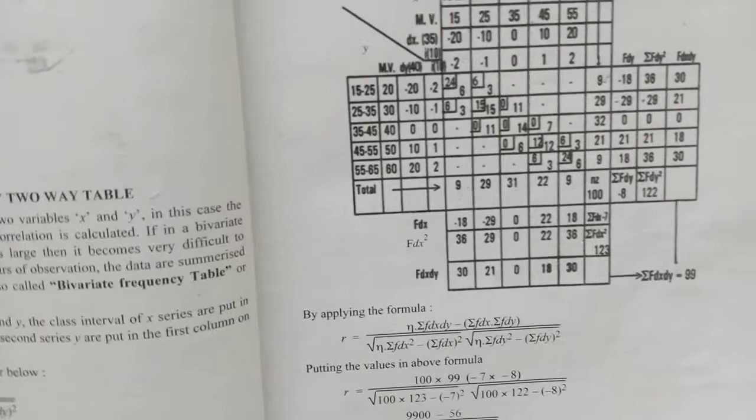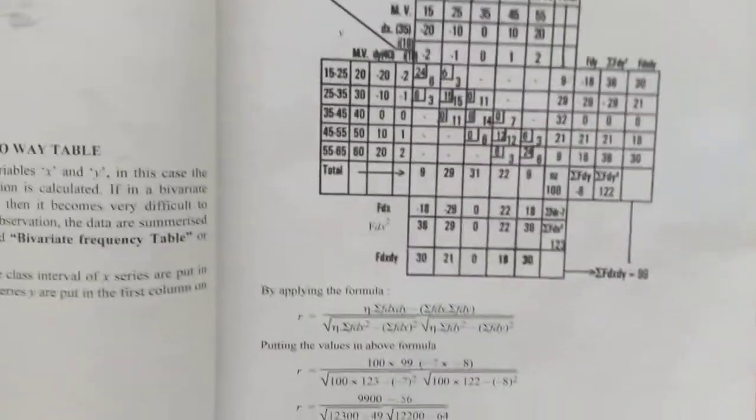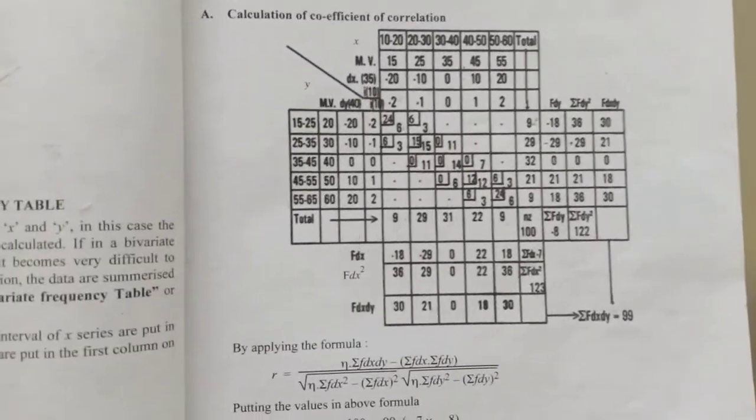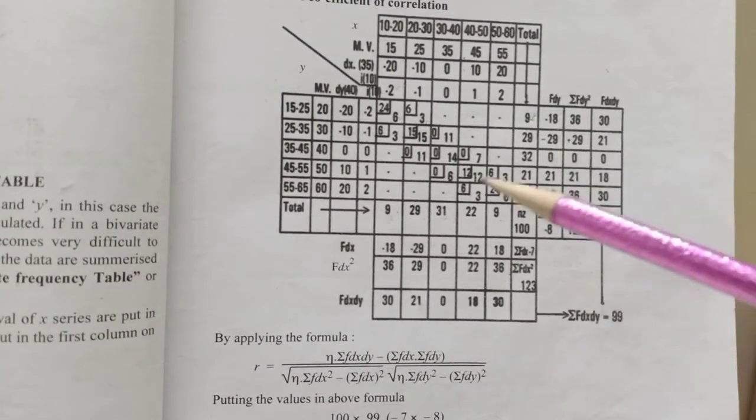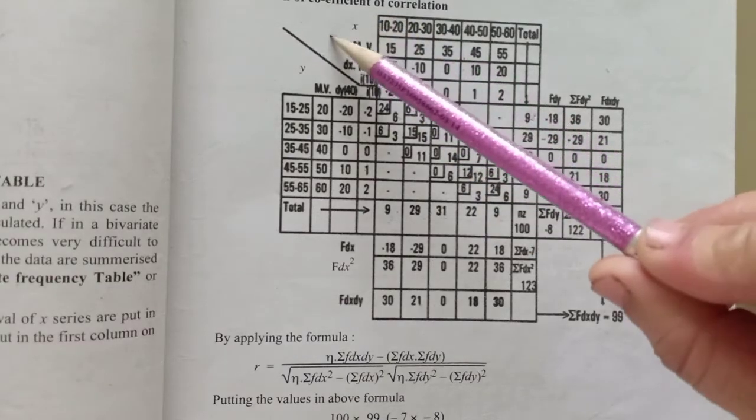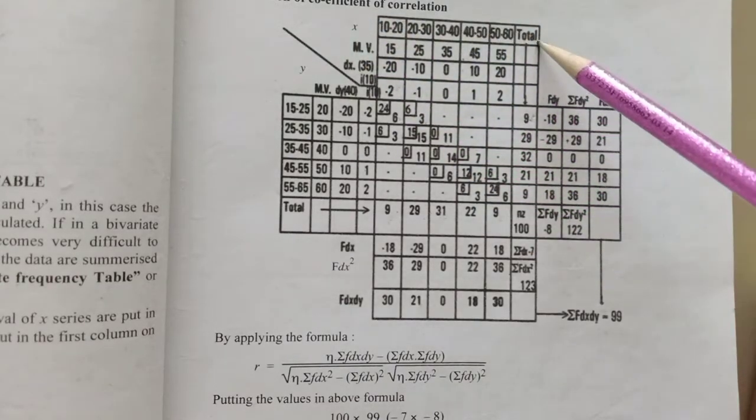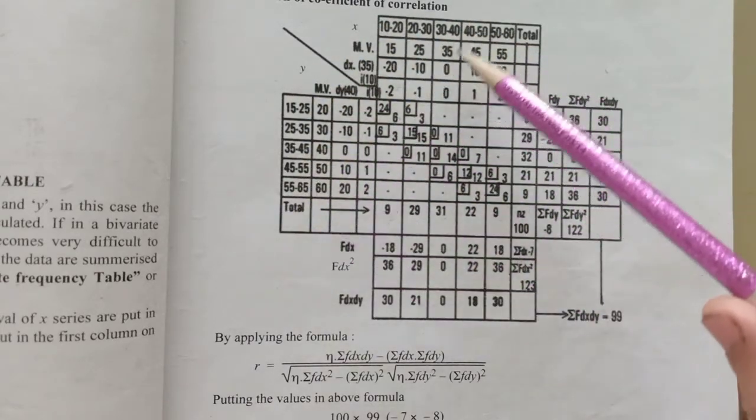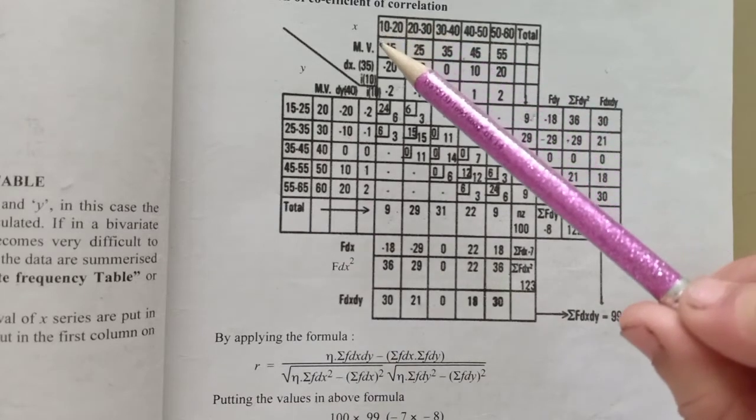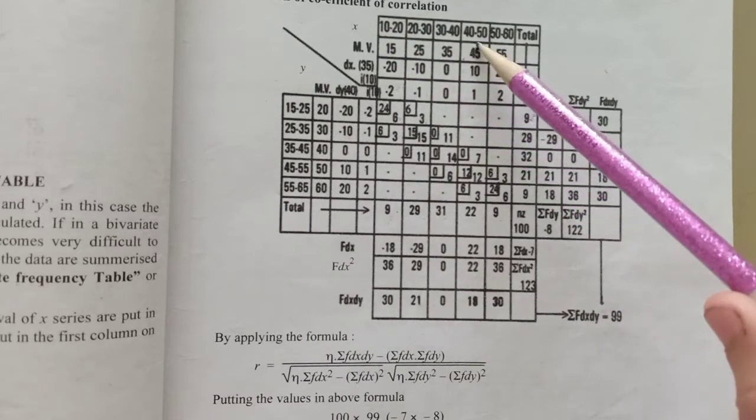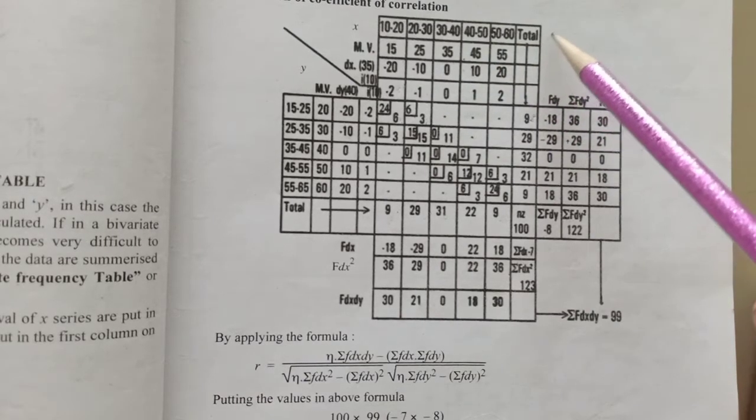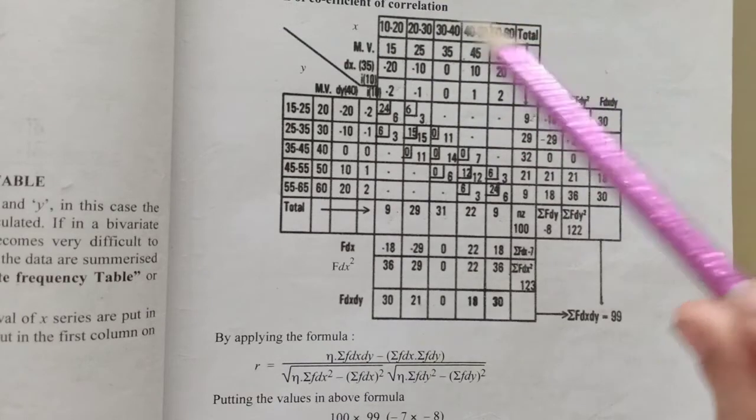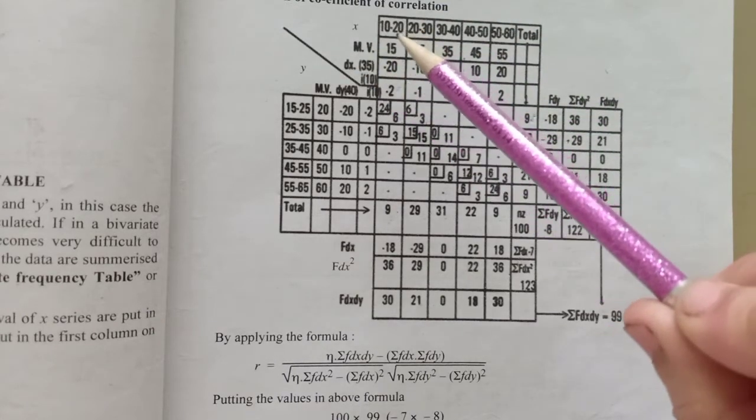Now let us see how we are going to tabulate this data. This step is important, so you have to be very careful. This is the X distribution and this is the Y distribution. We will first concentrate on this. We have 10 to 20, 20 to 30, 30 to 40, 40 to 50, 50 to 60 and total. And where have we taken this information from? From the problem. Now we are finding the middle value of this.